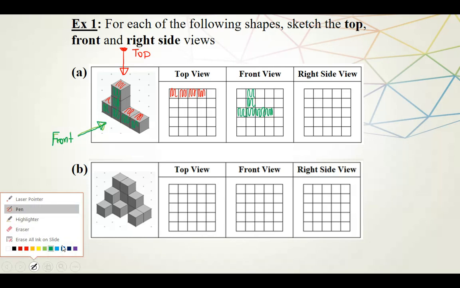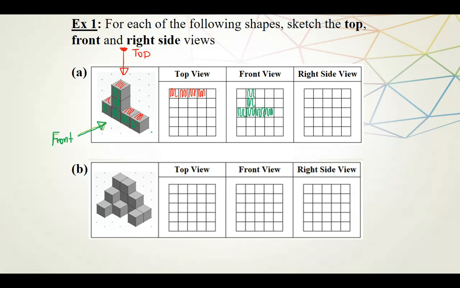Now, as for the right side view, we're going to view it from this side. Okay, we're going to look at it in this direction. So from the right side, what would you see? I would see this block, I would see this one, and I would see this one. So I'm just going to have 3 rows with a single block in each row. So that would just look like 1, 2, and then 3. Okay, that's a pretty simple object.